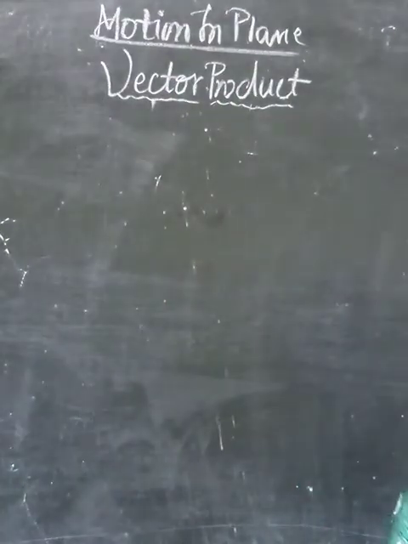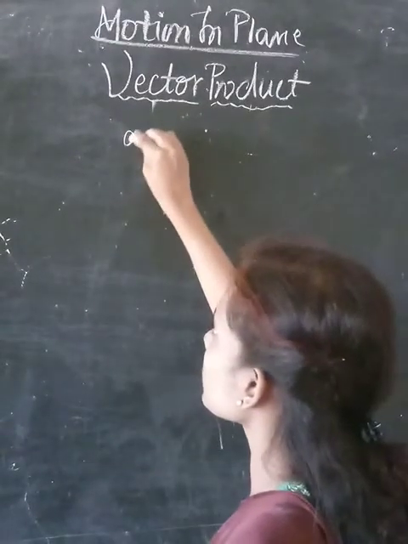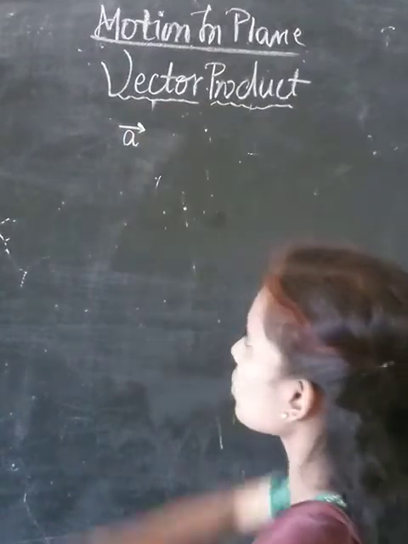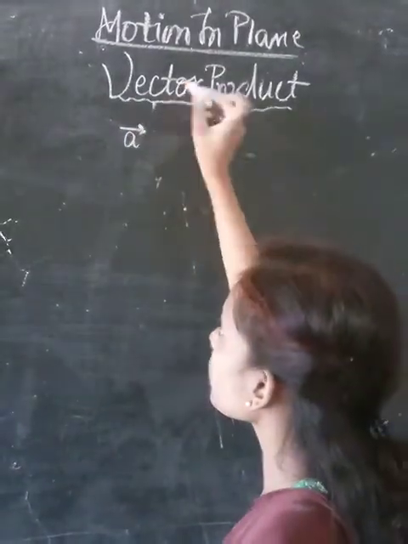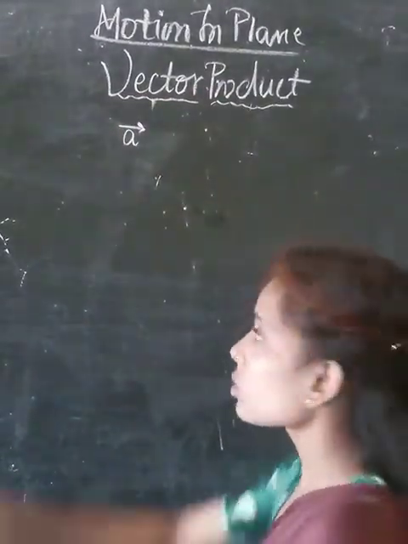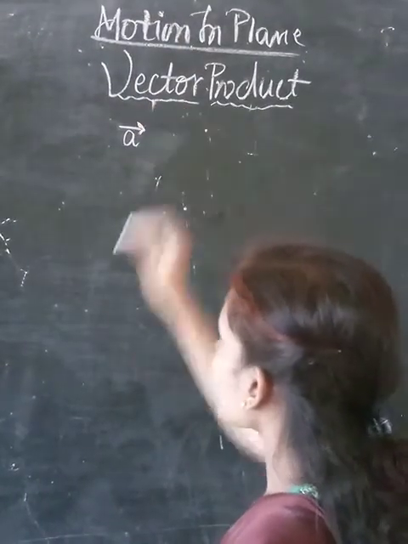The quantity which has both magnitude as well as direction. When we talk about a scalar quantity, it only depends on the magnitude. It does not show any direction. Since a vector quantity depends on the magnitude as well as the direction, it is shown with the help of an arrow. This is the head of the arrow. This is the tail. So this shows the direction of the vector.